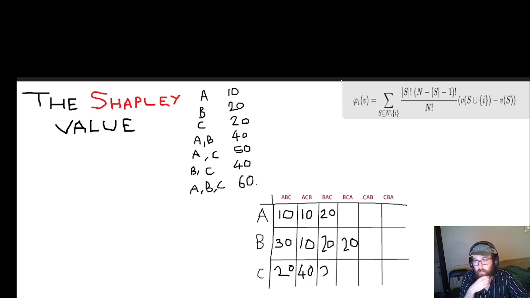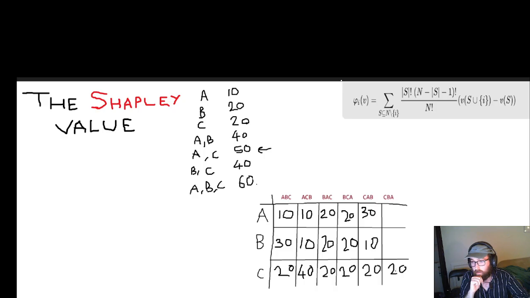And then C is adding 20 of value. If it's BCA, B's here, and then C's adding 20 of value. Then A adds 20 value. If I go CAB, now C starts by making 20. And when A joins, the value goes up to 30. And then B just brings them to 60.